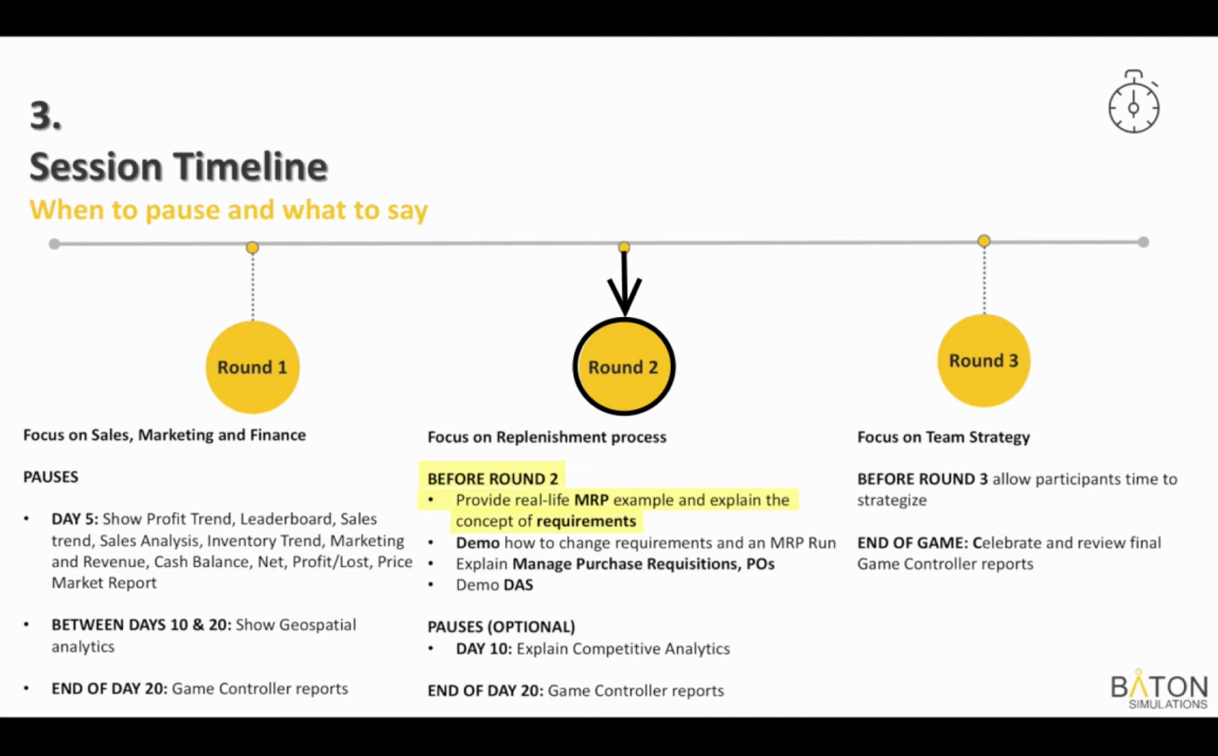Remind participants, if they do make changes to their forecast, they must save the requirements before running and executing MRP. Take some time to also explain the requirements. Remind participants that warehouse capacity is 6,000 units in total, and they will pay $100 per day per additional 1,000 units over 6,000. Also, consider doing a demo of how to change the requirements and then run MRP.